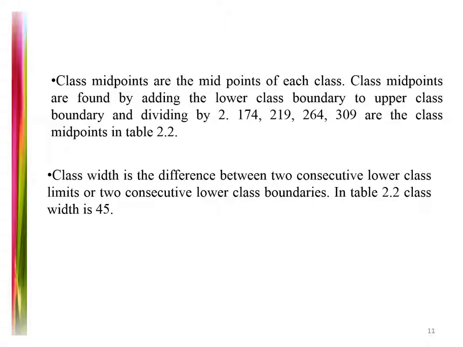Suppose you want to calculate the class width from a frequency table. You can use this way: two consecutive lower class boundaries, or two consecutive lower class limits. The difference should be equal to the class width.